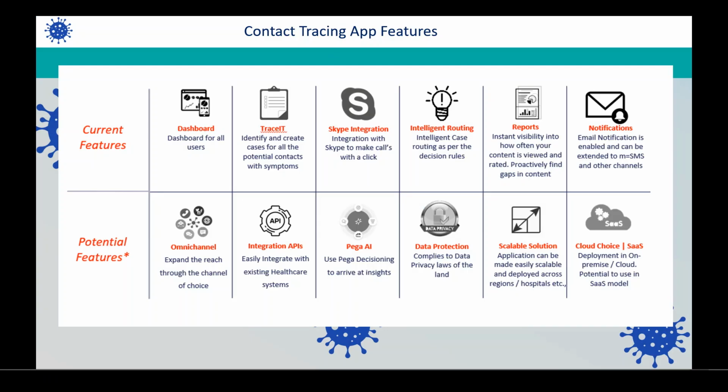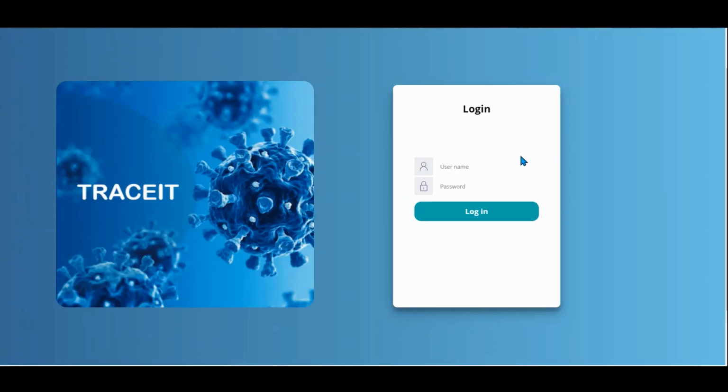The TraceIt application will help to trace patients with COVID-19 symptoms, advise quarantine, identify community spread, and keep the public health care department notified, integrate with hospitals and testing labs, and provide dashboards and reports for all users of the application. TraceIt application helps in contact tracing for the public healthcare department.